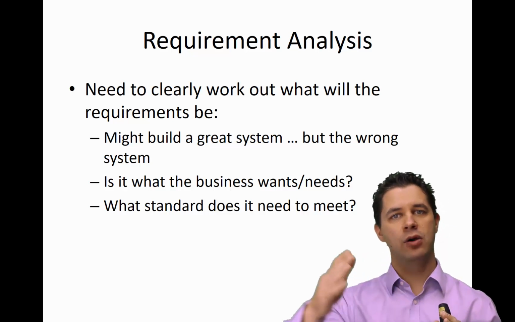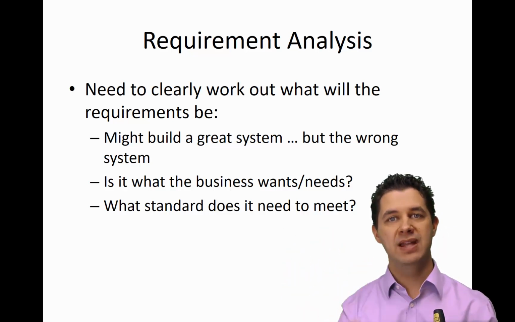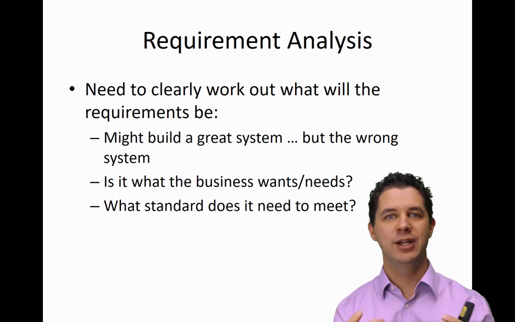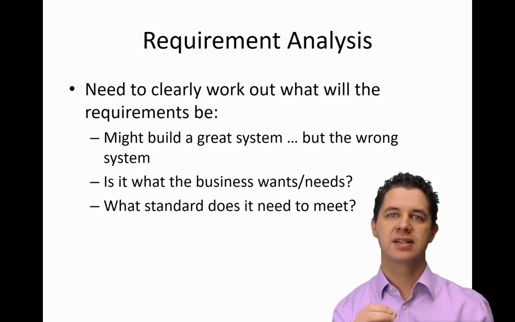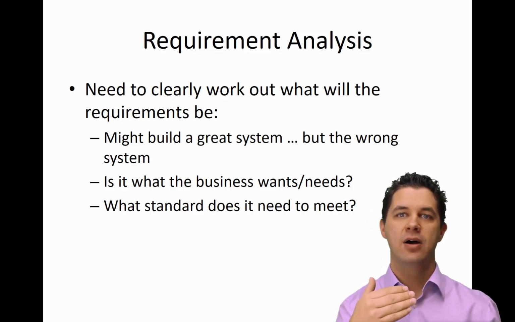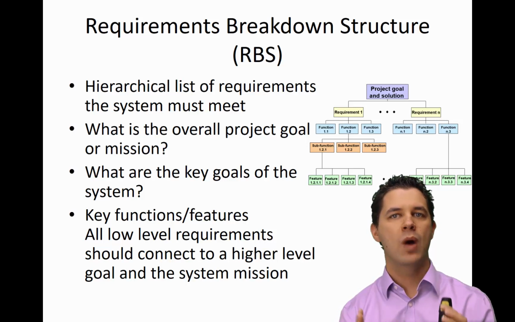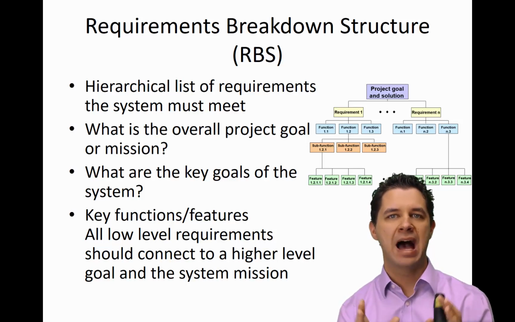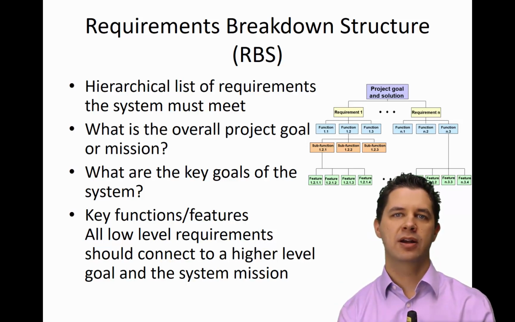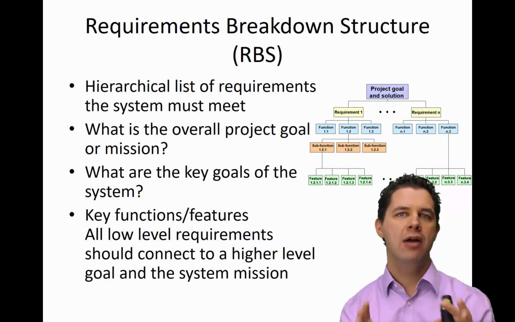The further we get along the design process, the more expensive and more difficult it is to change and refine our requirements. The better we can bed down our requirements at the start, the better our typical development cycle normally will go. And one way that we can do this is with an RBS, or requirements breakdown structure. This is essentially a hierarchical list of requirements a system must meet.